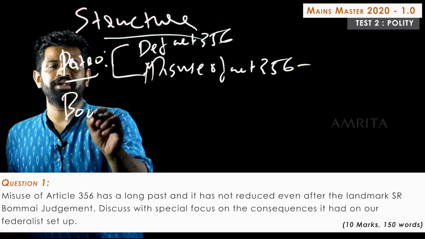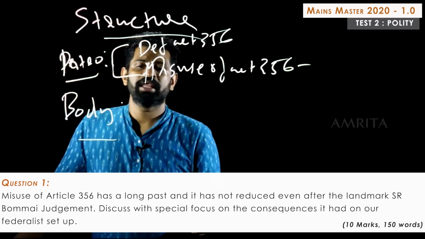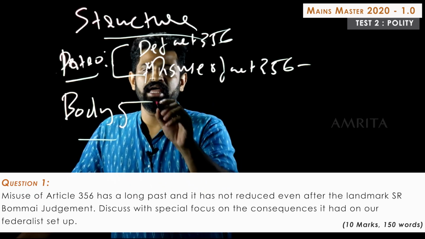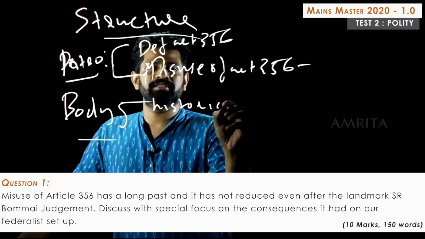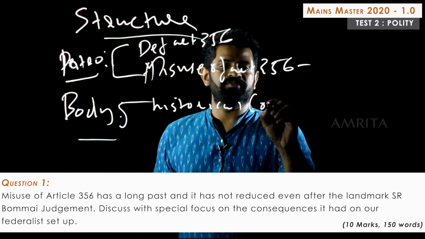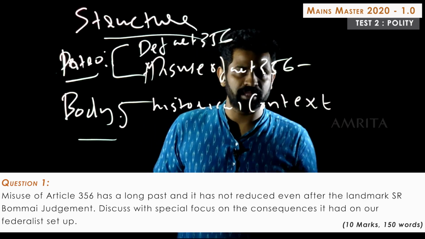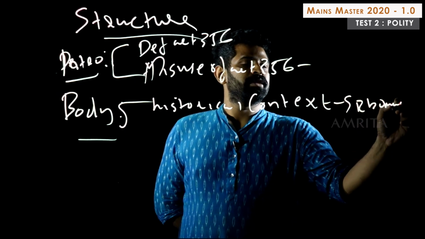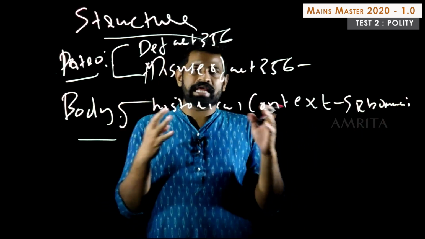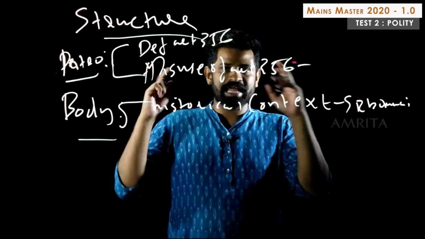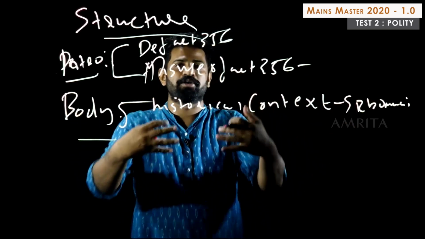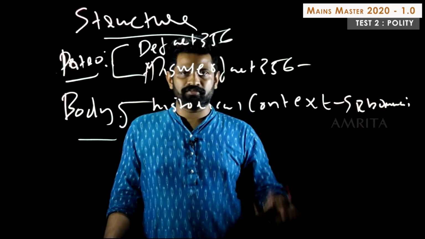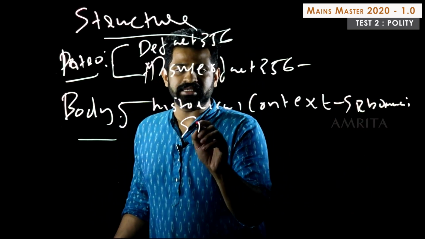Once you move to the body, first you devote two sentences to the historical context of Article 356, how it has been misused in the past up till S.R. Bommai, right? Even though it has been misused in the past, you have to give a response to that part. So that is the historical context of misuse of Article 356 until S.R. Bommai. Then S.R. Bommai comes in.